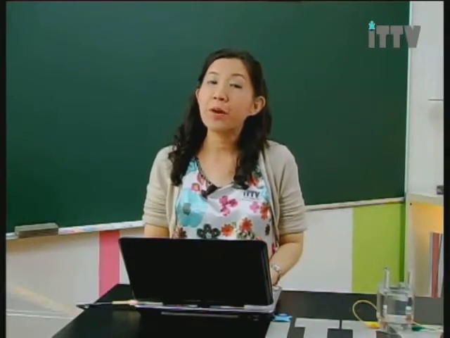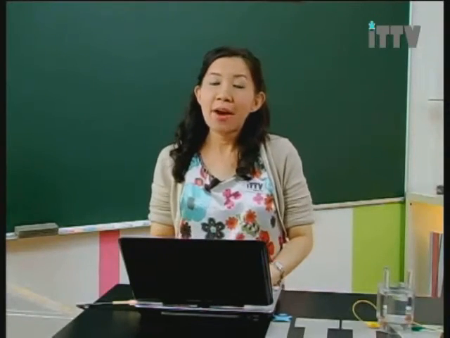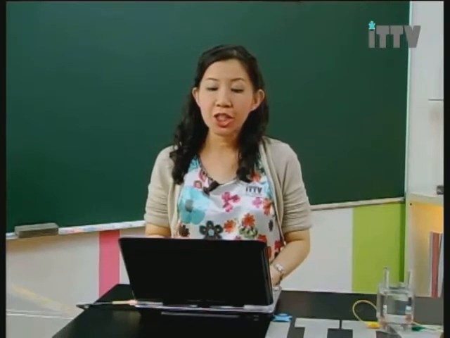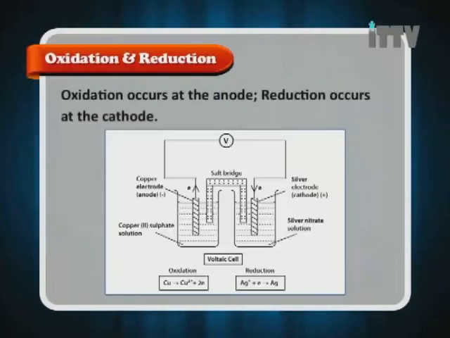Voltaic cells are different from electrolytic cells, but the similarities would be that oxidation occurs at the anode and reduction occurs at the cathode. So if you refer to the Voltaic cell setup in the slide, there are two half cells whereby one beaker is filled with copper 2 sulfate solution and the other half cell is filled with silver nitrate solution. And you have a copper electrode acting as the anode that is immersed in the copper 2 sulfate solution and a silver electrode immersed in the silver nitrate solution.